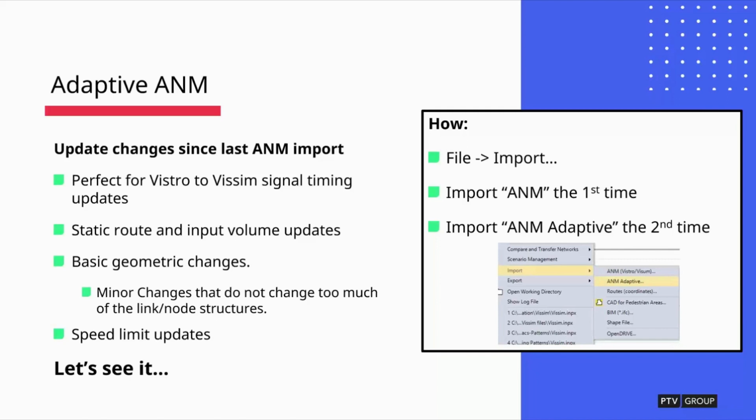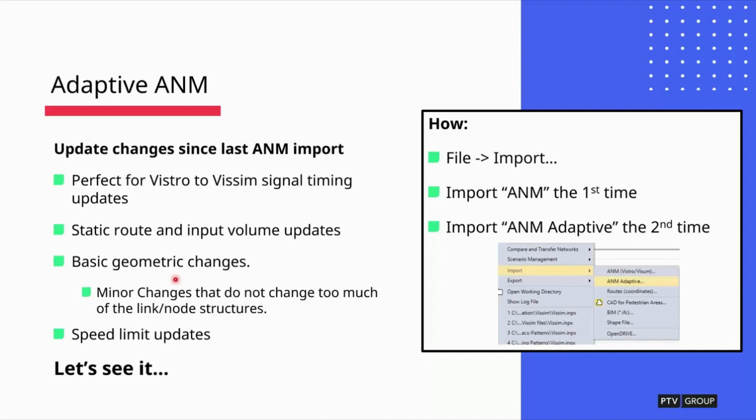But basically what it is, it updates the changes since the last A&M adaptively, not to use the word in the definition. So I'll show you what it does. But for a Vistro to Vissim user, this is perfect for signal timing updates. It's also really good for static route volume updates and things like that, as well as some very, very basic geometry changes.